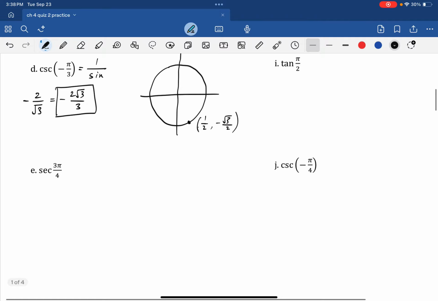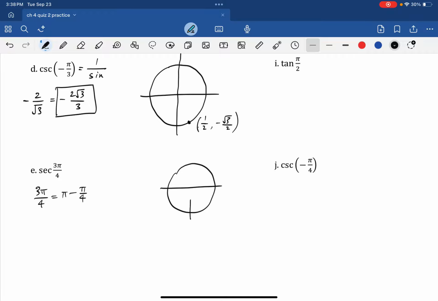Next is secant of 3 pi over 4. 3 pi over 4 is just pi minus pi over 4. So on my unit circle, that's going to be 135 degrees right here. Oh my gosh. Okay. The coordinates of this point are negative root 2 over 2, comma positive root 2 over 2.